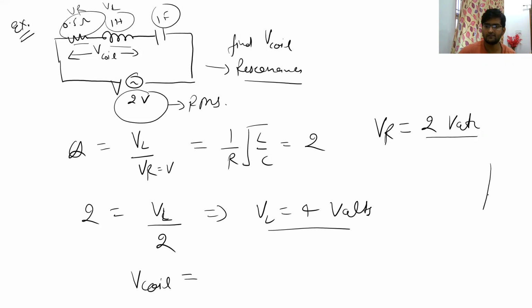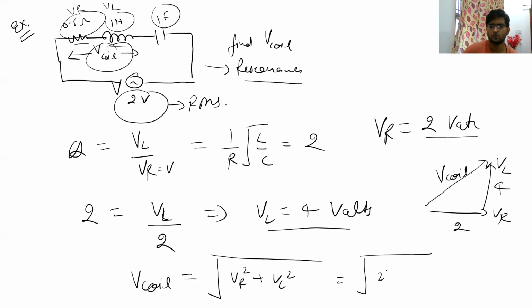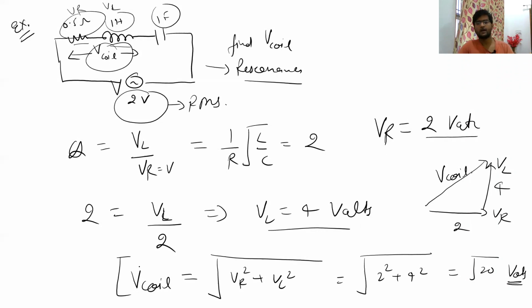If you draw the phasor, this is your VL, this is your VR, and the combination of these two will give you V coil, or this voltage. This is basically your 2 volts, this is 4 volts. So how will you calculate this? VR square plus VL square, which is under root 2 square plus 4 square, which will come out to be under root 20 volts. So this is how you can calculate the answer for this question.